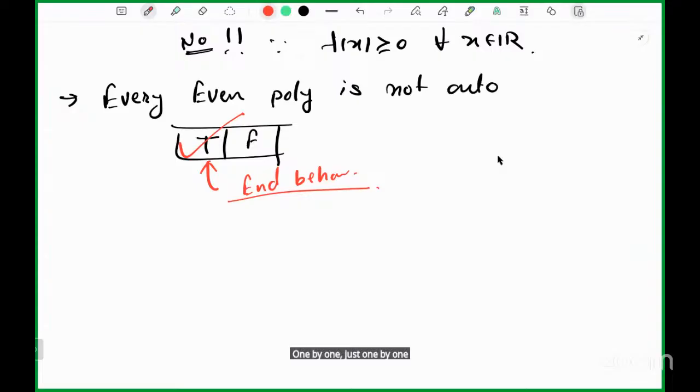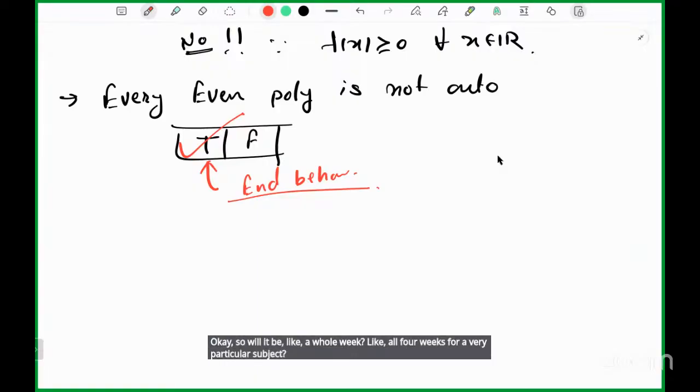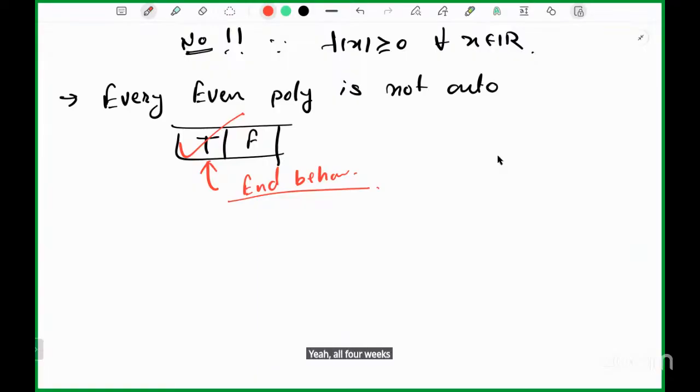Yes, you can speak now. I was asking, will there be some sort of remedial classes? I'm having some difficulty in math, so will there be remedial classes? Yeah, there will be revision sessions on the 8th of July. Will we have a whole week, all 4 weeks, for a particular subject? Yeah, all 4 weeks for a particular subject.